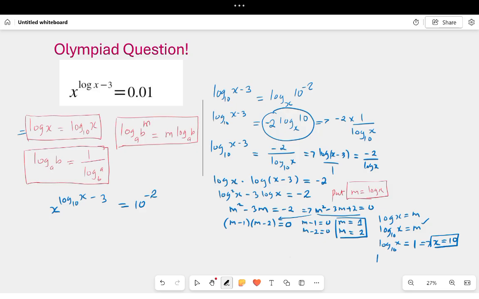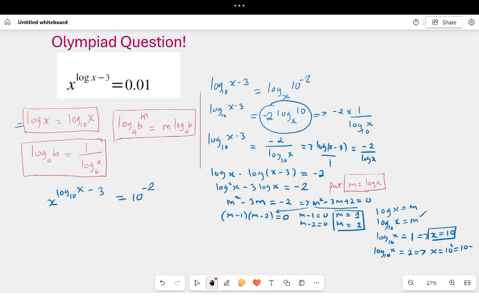The next is logarithm to base 10 of x is equal to 2. This means x will be equal to 10 to the power 2, which is equal to 100. And therefore we can say our value for x is also equal to 100. So those are the two solutions for x.